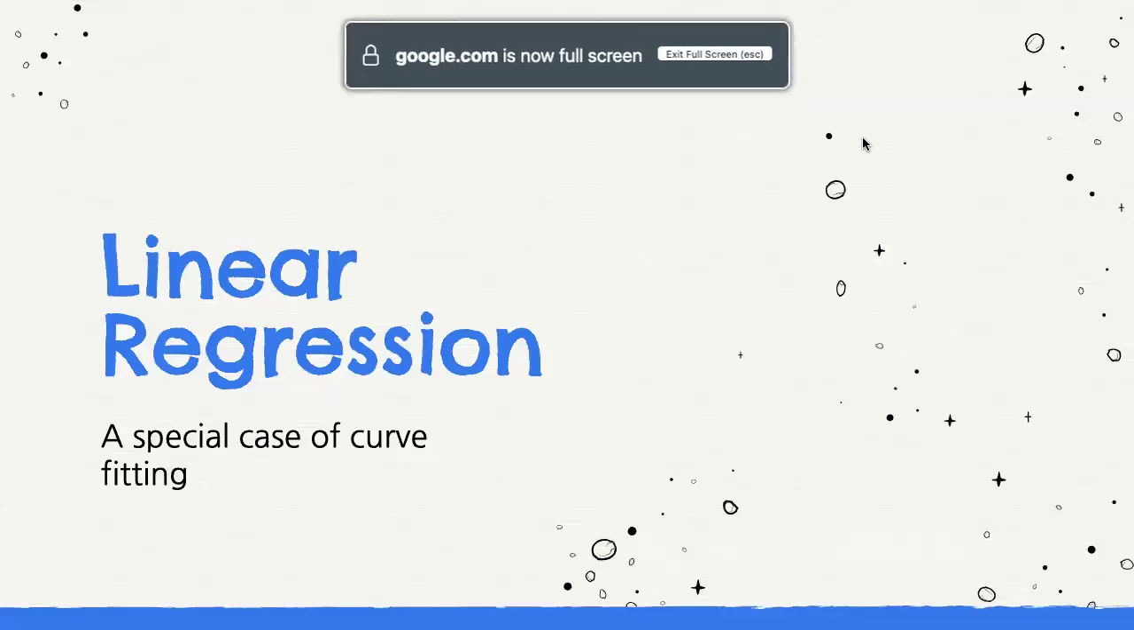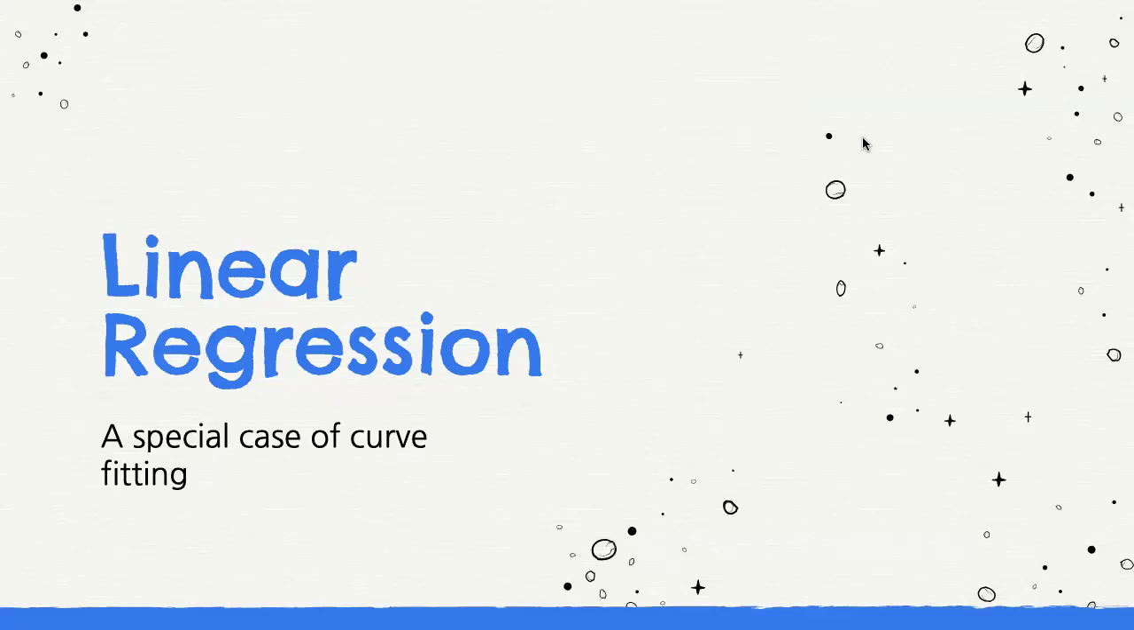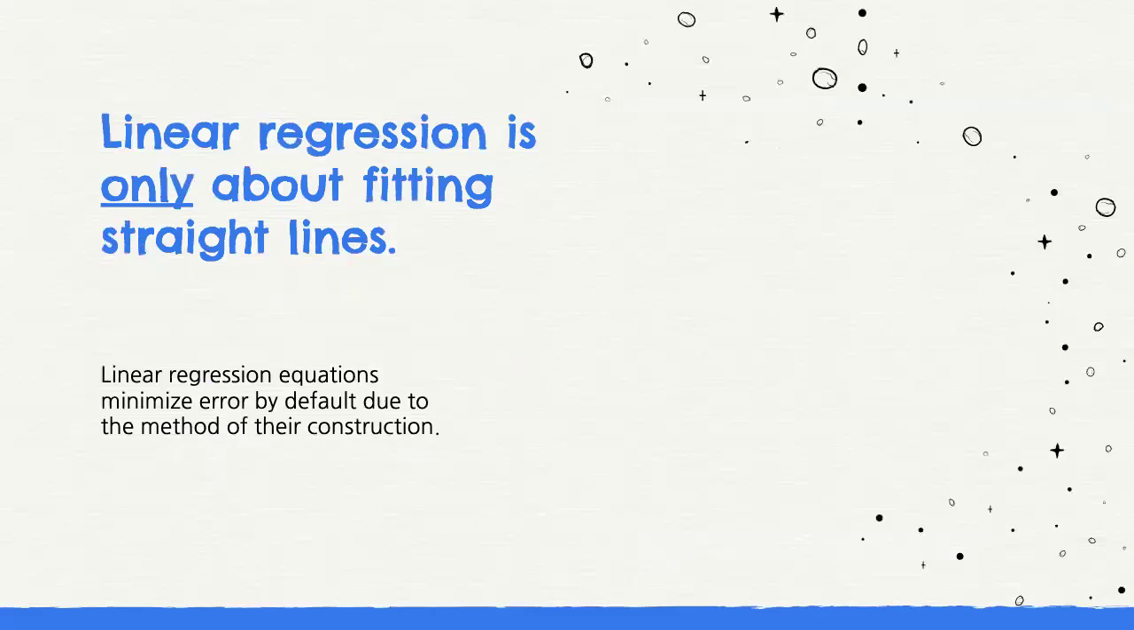Okay, it's time for more math. Sorry, guys. Let's talk about linear regression. Linear regression is just a special case of curve fitting. We actually just did it. Congratulations, you basically just fit a straight line. By manner of their construction, linear regression equations minimize the error by default. That's just how they work. There's some statistical backing for this that is out of scope, so we're not going to cover it. But if you want to read about it, I think it's covered in Data 140 and Stat 134, so you can check that out.